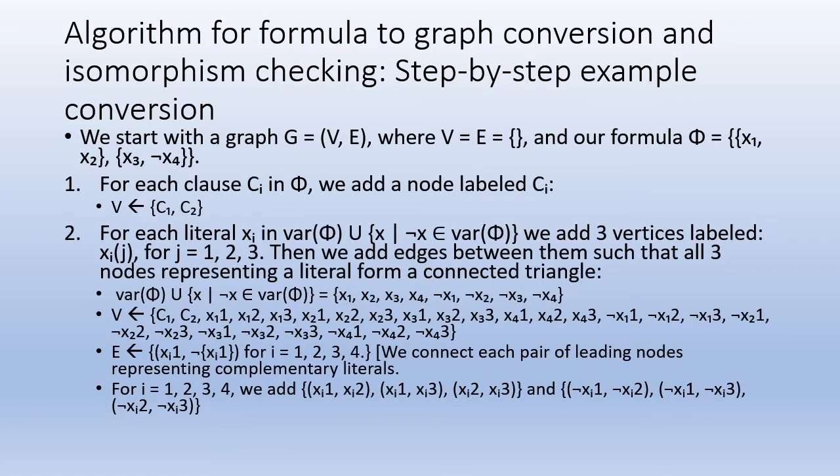We start off with the graph G with no vertices or edges and our formula phi, x1 or x2 and x3 or not x4. We add the nodes labeled C1 and C2 representing each of the clauses. For each literal xi in the set of variables of phi and the set of negations of the variables of phi, we add 3 vertices. Then we add edges between them such that all 3 vertices representing a literal form a connected triangle. Recall that the variables of phi and their negations are x1 through x4 and not x1 through not x4. We thus add 24 vertices to our set of vertices. Then, for each pair of complementary literals, we add an edge connecting them.